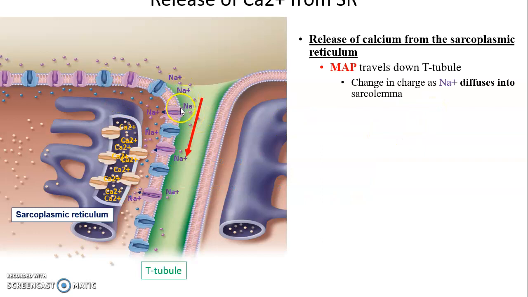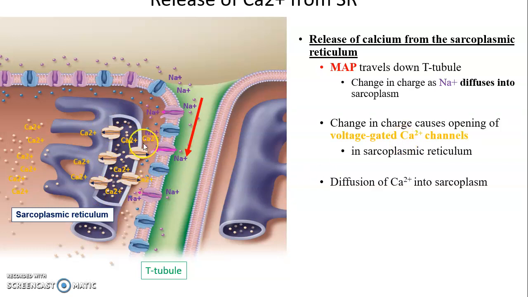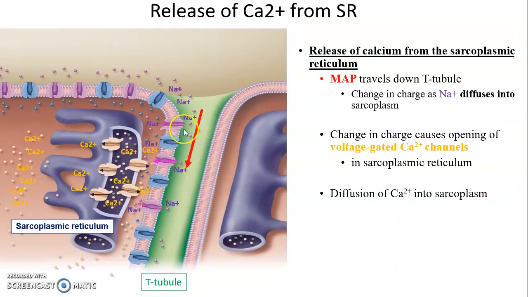All right, so the muscle action potential is now traveling down the transverse tubule. Sodium ions are rushing into the cell, and it is causing a change in charge near the sarcoplasmic reticulum. That change in charge causes the voltage-gated calcium ion channels to open. Calcium ions flood out of the sarcoplasmic reticulum. So again, the muscle action potential traveling down the transverse tubules allows sodium ions to flood into the cell, triggering the opening of calcium ion channels, allowing calcium ions to exit the sarcoplasmic reticulum and flood into the muscle cell.